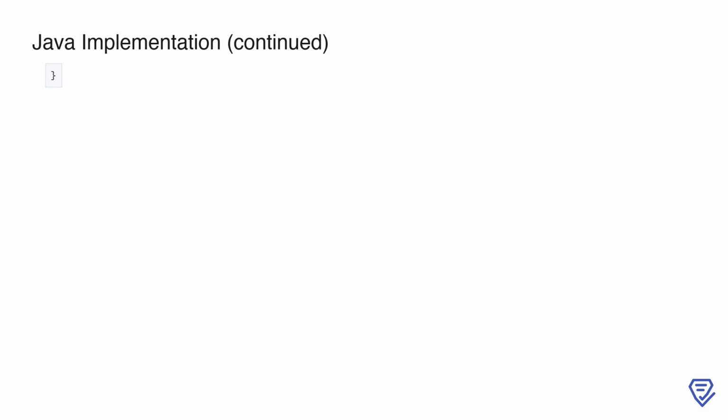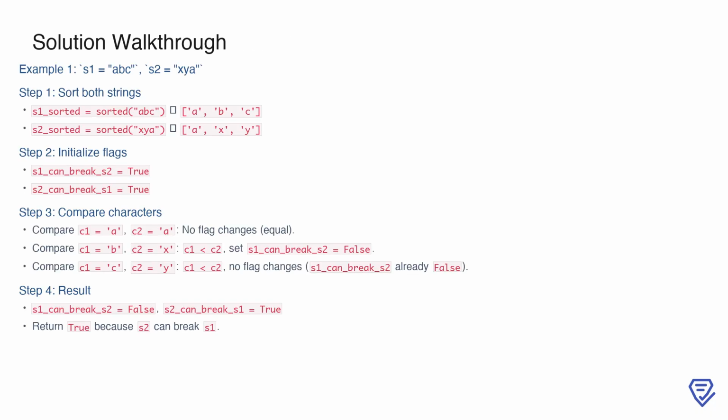This implementation leverages the sorted arrays to simplify the comparison process, ensuring that the solution is both efficient and easy to understand. The concise structure of this approach makes it straightforward to determine whether the given strings satisfy the breaking condition. To solve this problem, we start by sorting both strings.